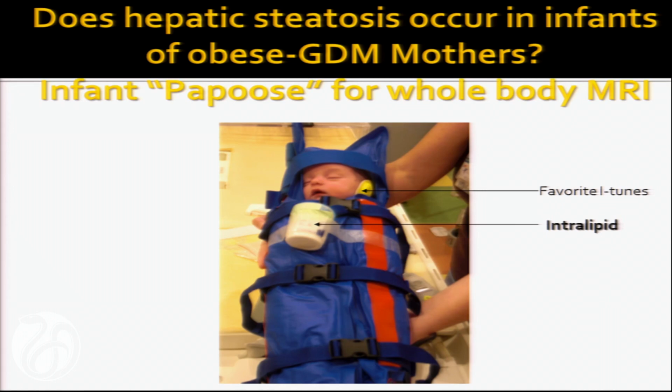So what we did here was we took babies born to obese gestational diabetic moms at 2 weeks of life and put them in an MRI. And what's shown here is an infant, it's breastfed, it's wrapped up in this special papoose. It's listening to its favorite iTunes over here. And we used a bottle of intralipid as an internal standard.